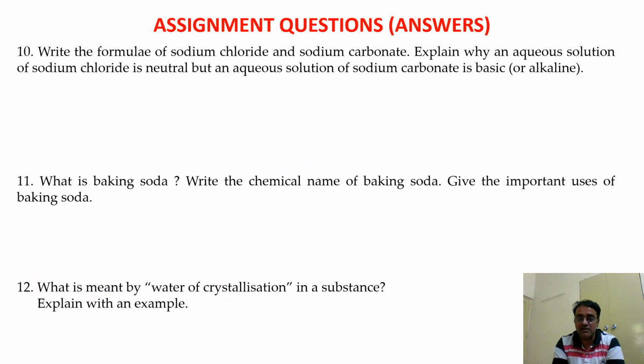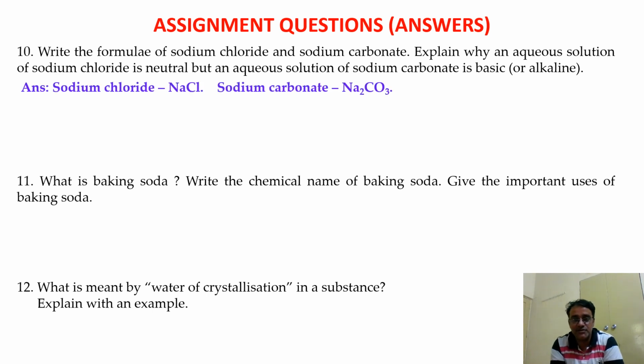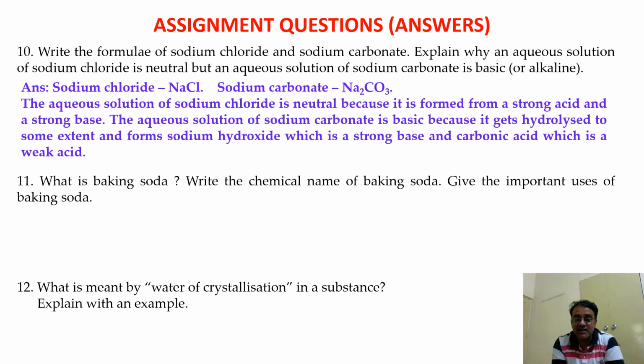Now the last question, there are 12 questions, right? Yes. 10th question, write the formula of sodium chloride and sodium carbonate. Explain why an aqueous solution of sodium chloride is neutral but an aqueous solution of sodium carbonate is basic. So first, the formula is NaCl and Na2CO3. And the reason is that the aqueous solution of sodium chloride is neutral because it is formed from a strong acid and strong base, and the aqueous solution of sodium carbonate is basic because it gets hydrolyzed to some extent and forms sodium hydroxide, which is a strong base, and carbonic acid, which is a weak acid.